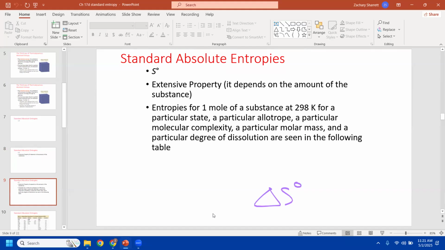So, entropies for 1 mole of a substance at 298 Kelvin for a particular state. You may have heard the term allotrope before. That just means the state it's in. So I think diamond and graphite are allotropes. A particular allotrope, a particular molecular complexity, a particular molar mass, and a particular degree of dissolution are seen in the following table.